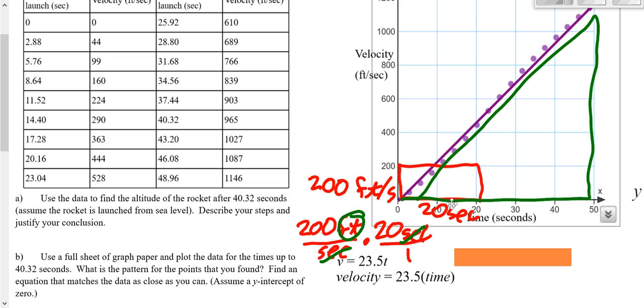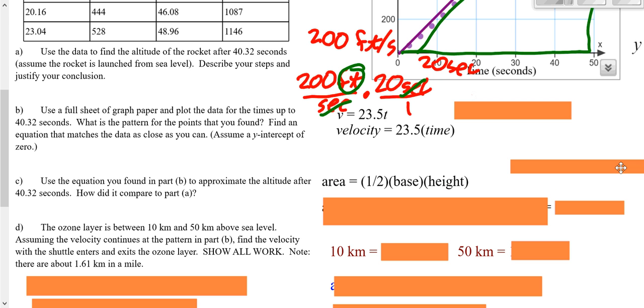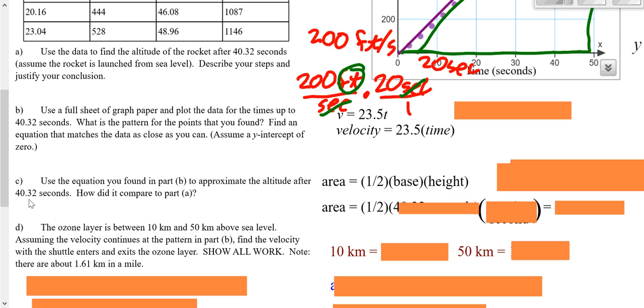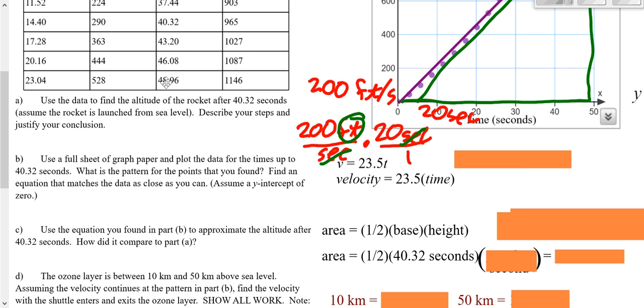So we're looking for the area, and in this case, our area happens to be a triangle. To find the area of a triangle, you know that's 1/2 base times height. So our area is 1/2. Our base, we're asked to go for the first 40.32 seconds, so we'd be over here at 40.32 for the base of how wide the triangle is. And then your height is how far up you would be. At 40.32 seconds, you're up at a height of 965 feet per second. You can see that the seconds, once again, would drop. You multiply that out, and you would get 19,454.4 feet.